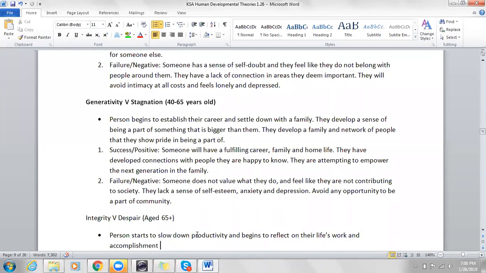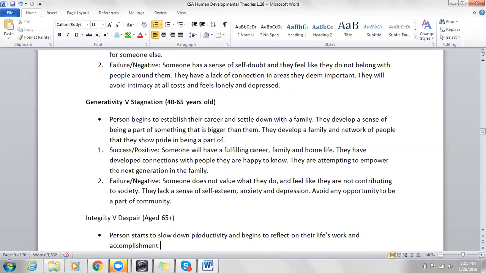And this is where the person begins to establish their career and settle down with the family, or continue to isolate anyhow. But they develop a sense of being a part of something that is bigger than themselves, and they develop a family and/or network of people that they show pride in being a part of.